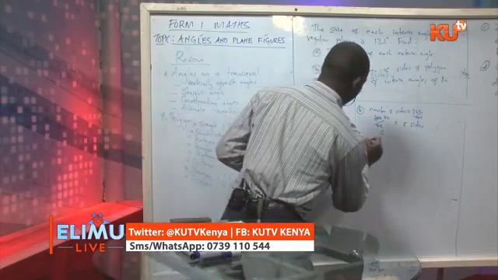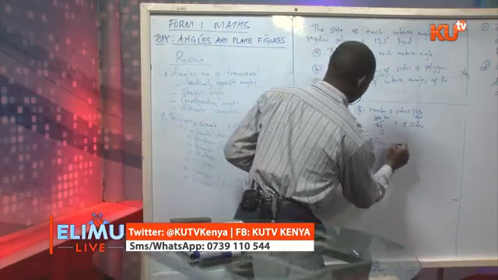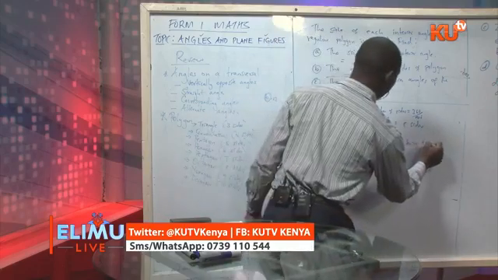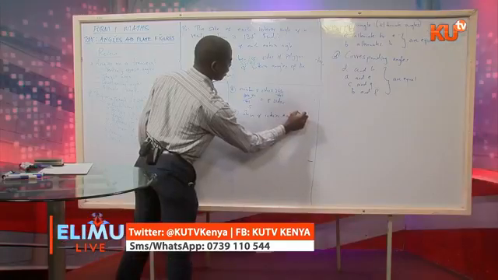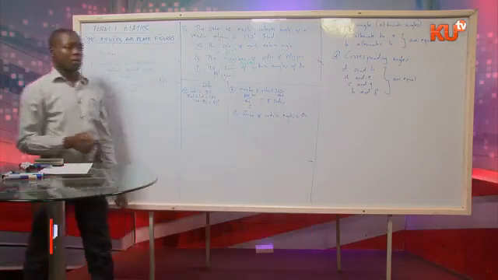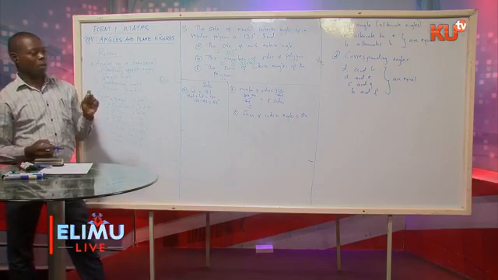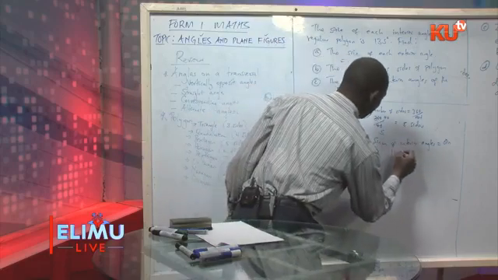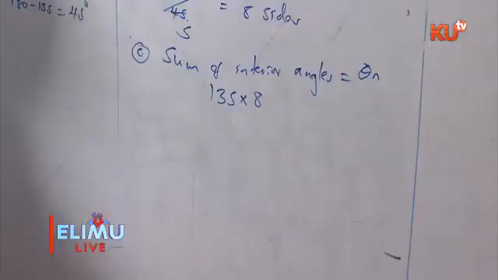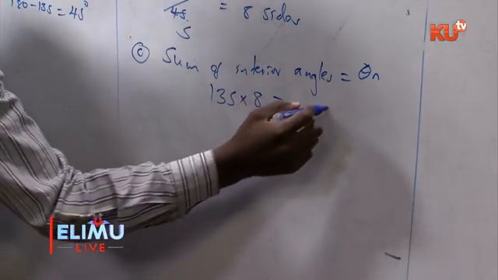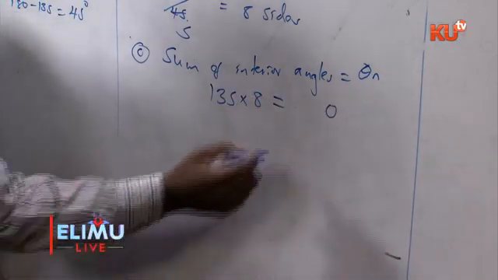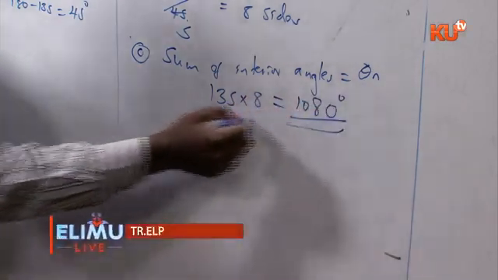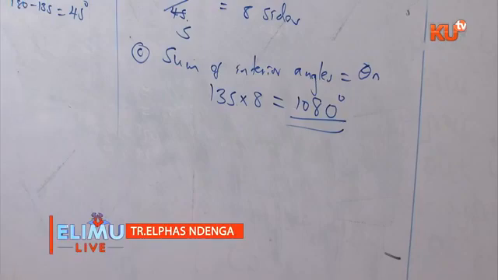So the sum of interior angles, that's now where I wanted to explain the formula, theta times n. And we said theta is one interior angle. Therefore, you take one interior angle, which is 135, times 8 sides. If you multiply this, you get 40, 24, 28, and then we have 1,080 degrees. That is the sum of interior angles.